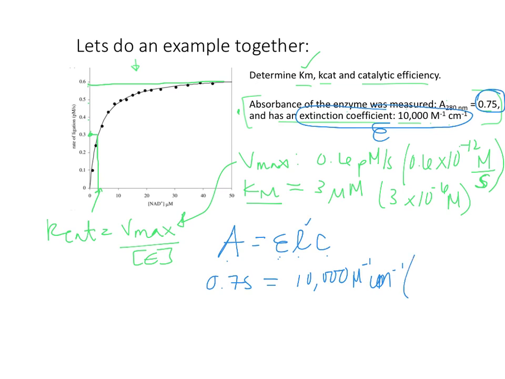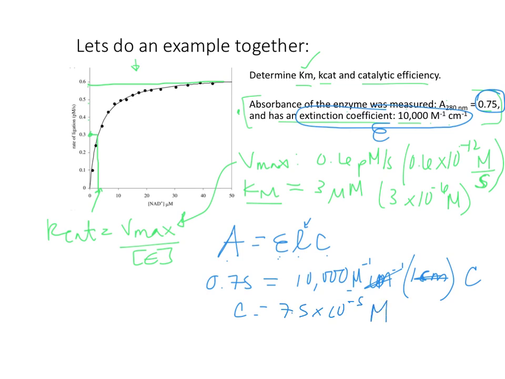Okay, path length, this is the width of the cuvette, which is typically 1 centimeter. You can always just assume 1 centimeter. And then that leaves you with c, which is concentration. So what you'll notice is that my centimeters will cancel out, and the only units left over will be molarity. So I do the math here, divide 0.75 by 10,000, and my concentration, hopefully you get the same number as me. And that number is 7.5 times 10 to the minus 5 M.